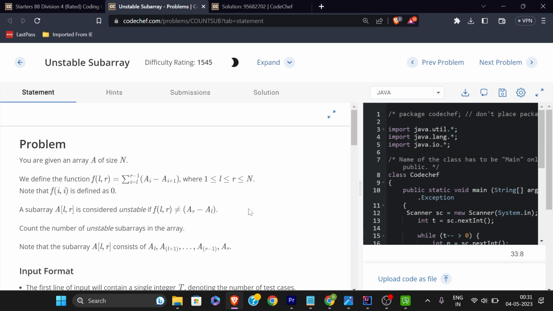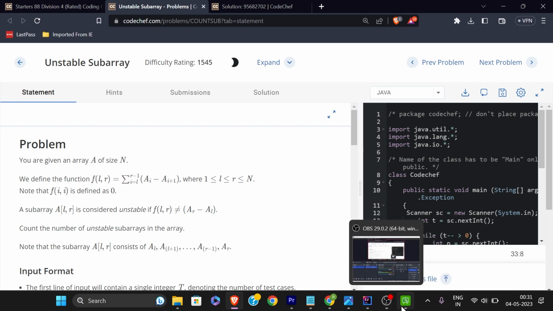So the problem statement is: you are given an array of size N and we define a function f. A subarray of [L, R] is considered unstable if f(L, R) is not equal to a[R] minus a[L]. So you just need to return the count of the unstable subarrays.